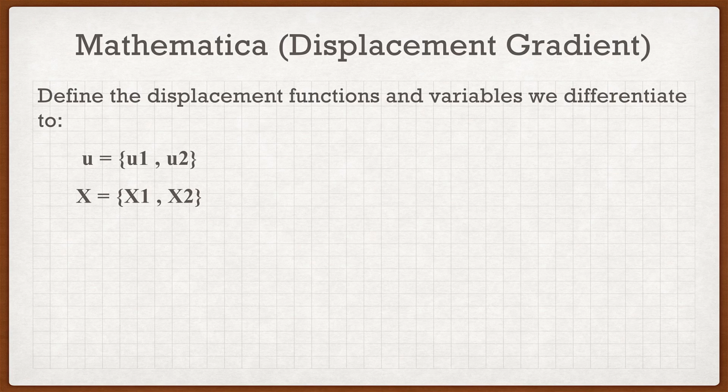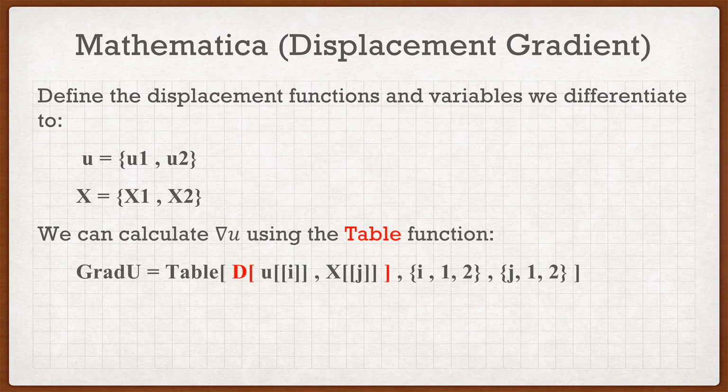So all we need to do is define the displacement functions and variables we need to differentiate. So what I did is I made a vector U1 and U2, and I previously defined U1 and U2. So U1, of course, will be X1, X2, and so on, and same with U2. And then I create a second vector, big X, which is big X1 and big X2. So all we need to do to find that displacement gradient, because remember the key here is the displacement gradient, is use the Table function.